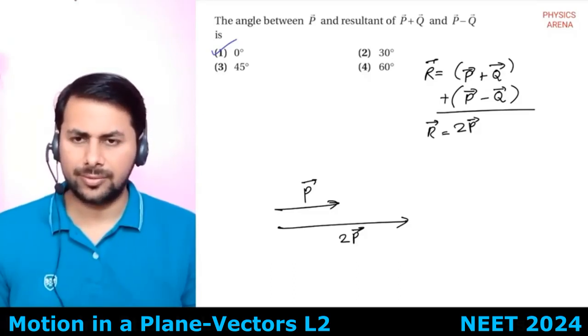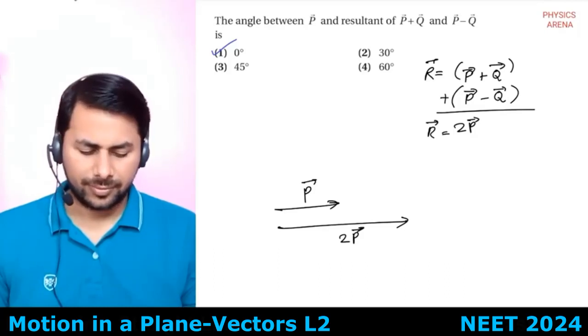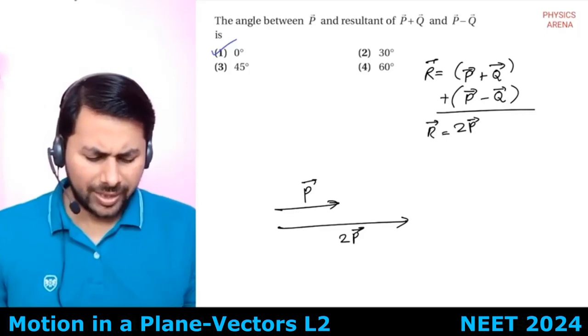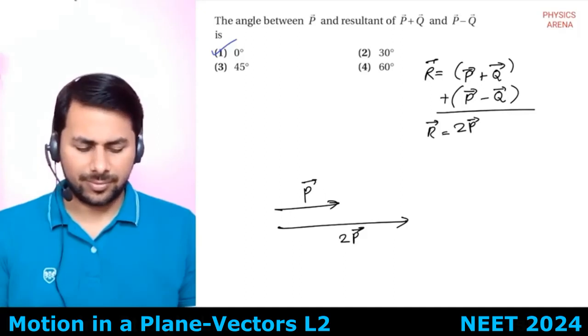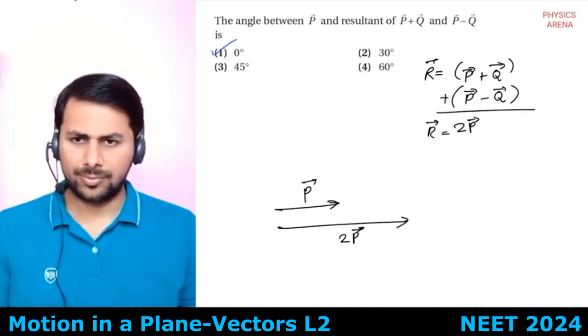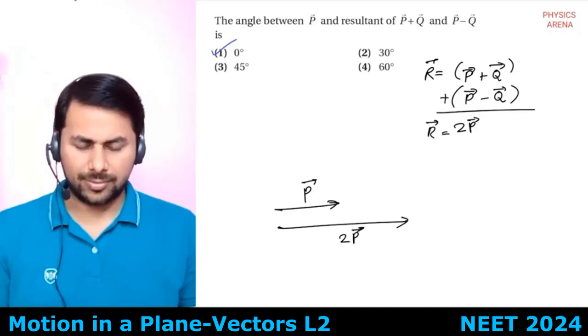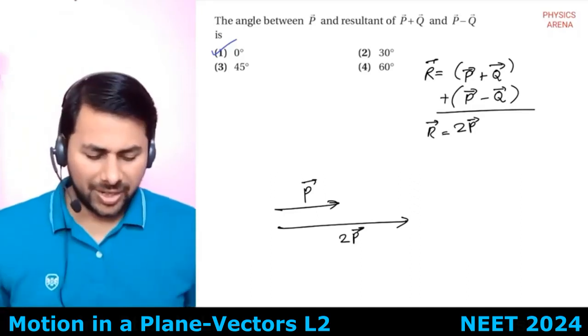But how can we add p bar plus q bar and p bar minus q bar as a normal addition? Why can't we add? The resultant of p bar plus q bar and p bar minus q bar, we are doing it as a normal addition only, no, sir? Are we allowed to do like this? Yeah, we are adding vectors.